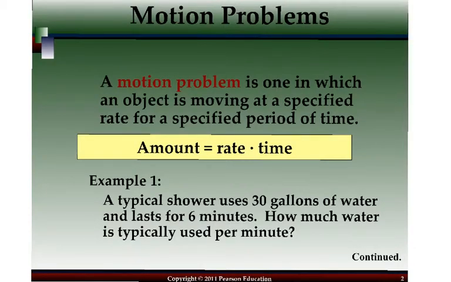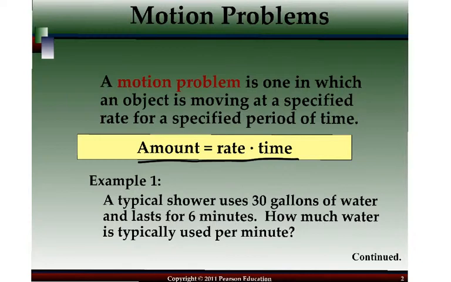One of the types of problems that we'll be dealing with are called motion problems. A motion problem is one in which an object is moving at a specified rate for a specified period of time. So how we're going to calculate this, here's the formula. It says amount equals rate times time. And here we have a little example for you.